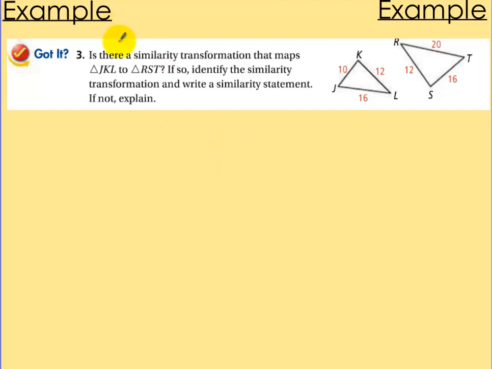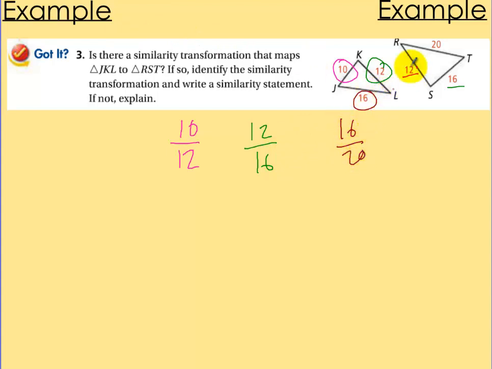Okay, this is neat. Is there a similarity transformation that maps these two triangles, JKL and RST? If so, identify the similarity, and if not, explain. So basically, are these triangles similar? We kind of did that in the last chapter anyways. I look to make sure that the smallest sides match up. So 10 and 12 have to match up. We can just treat this like ratios from last time. And then the middle ones, 12 and 16, have to be the same ratio, 12 over 16. And then the last one, 16 over 20, has to be the same ratio.